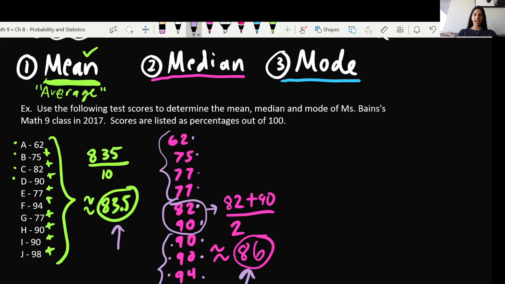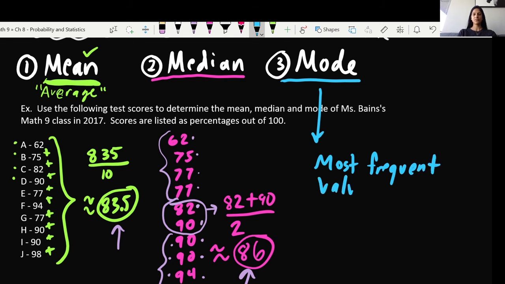And then to get to the last one, mode, we would still use these values that are listed smallest to largest. I mean, it doesn't have to be, but basically we're trying to find the value that shows up most frequently. I'm going to write that down. Most frequent value. So what do I mean by that?